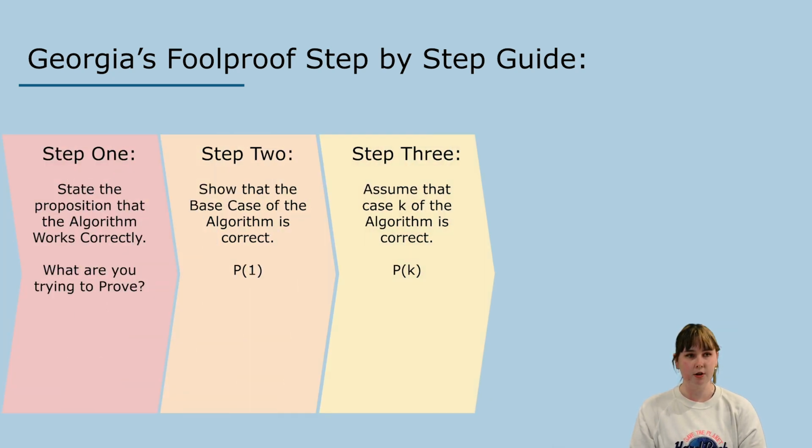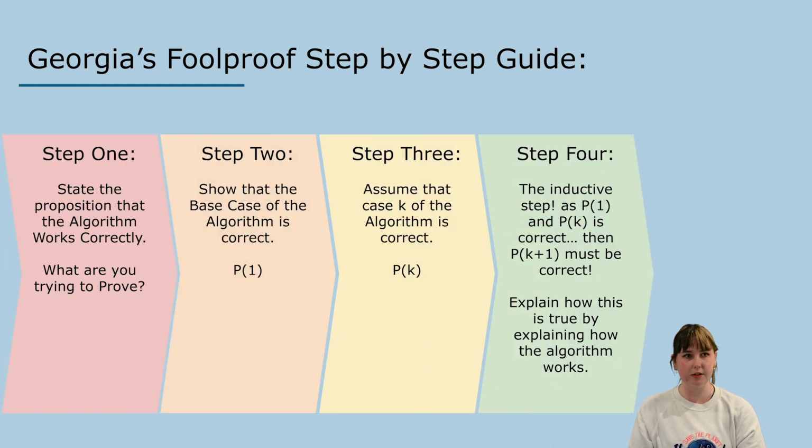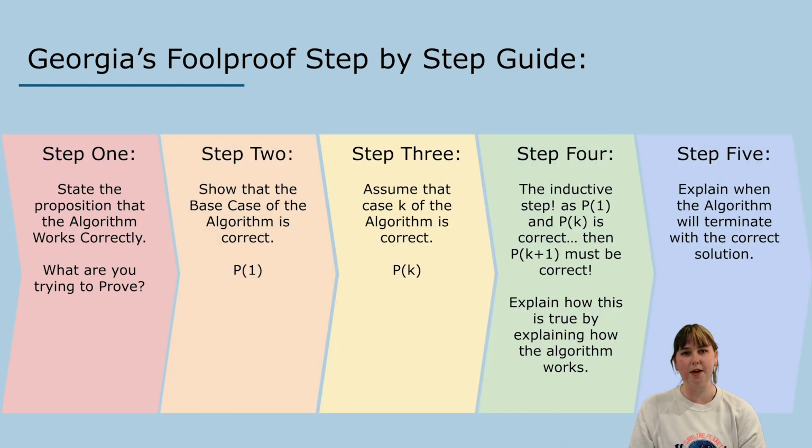And then step 3, we're assuming that P of k for the algorithm is correct. So we're making an assumption here, and then on step 4, we're going to say, this is our inductive step, that if P of 1 and P of k are correct, then P of k plus 1 must be correct. And we can explain how this is true by explaining how the algorithm works, and this is our inductive step, so it's a very important step. And then finally, we've got step 5, which is a bonus step where we're explaining when the algorithm will terminate correctly with the correct solution.